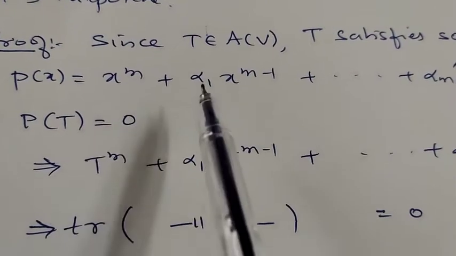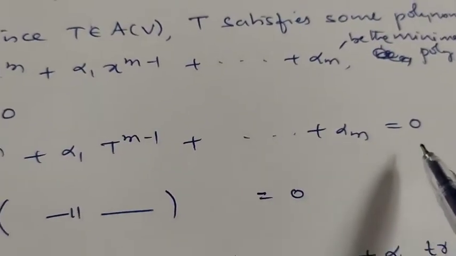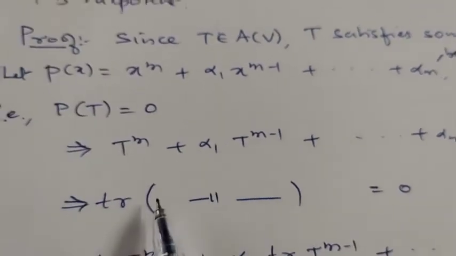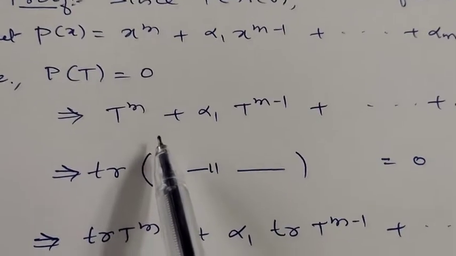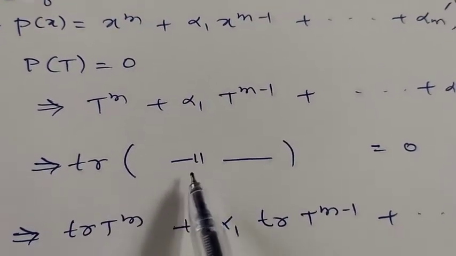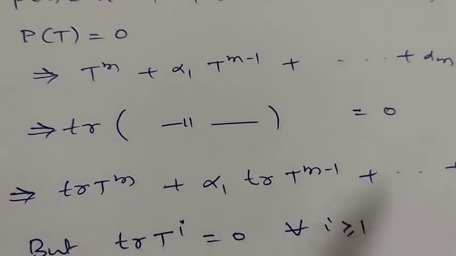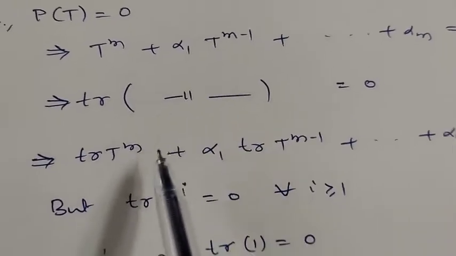T power of m plus alpha 1 into T power of m minus 1, etcetera, plus alpha m is 0. You take the trace of the above sum of transformations. This implies the trace of the above expression will be equal to 0. Now, trace of A plus B is trace of A plus trace of B. Accordingly, the trace is a linear operator.